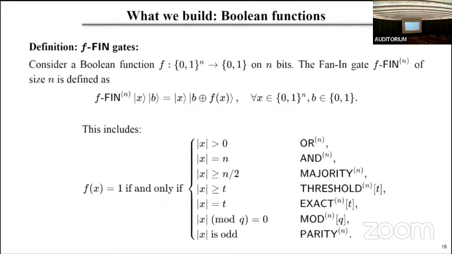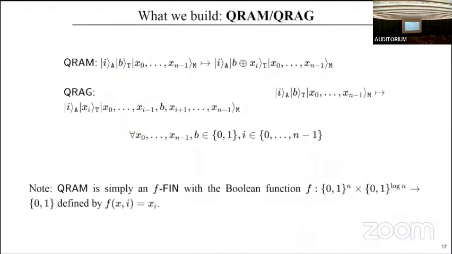This is what we call the F-fanout gate. You basically compute a Boolean value of your address and you put it in your target. And this includes many Boolean functions like AND, OR, majority, threshold, exactly, mod, parity. And finally, QRAM and QRAG, as I told you before. And we stress that QRAM actually can be seen as a Boolean function. So QRAM is actually a subcase of the F-fanout gate, which is basically a Boolean function of this form.